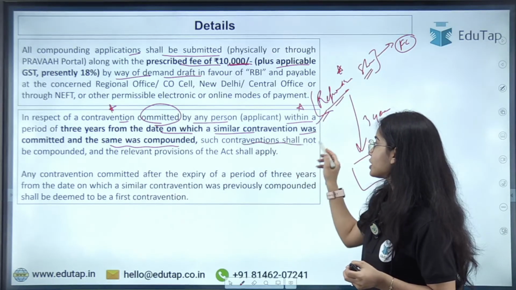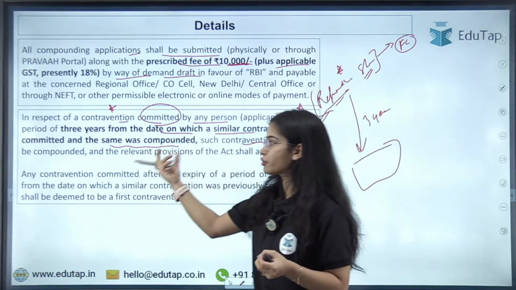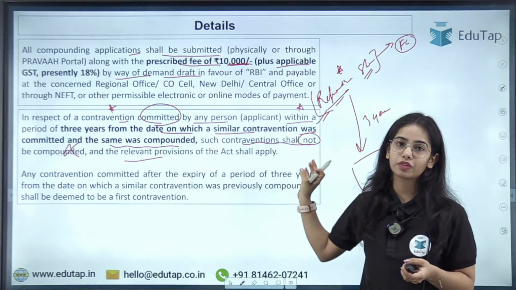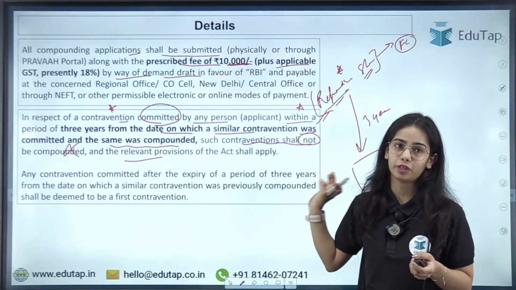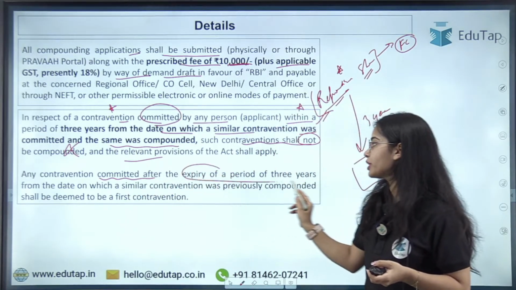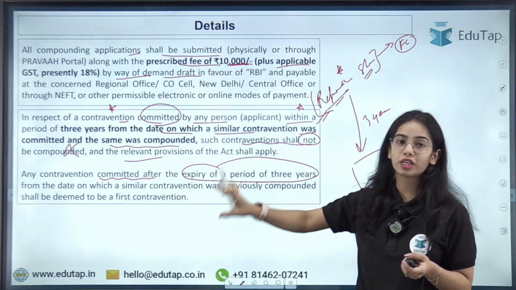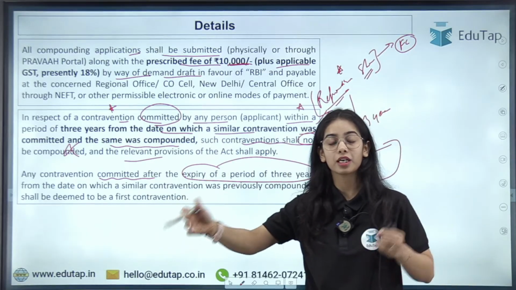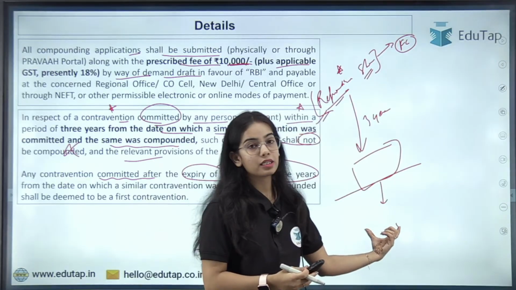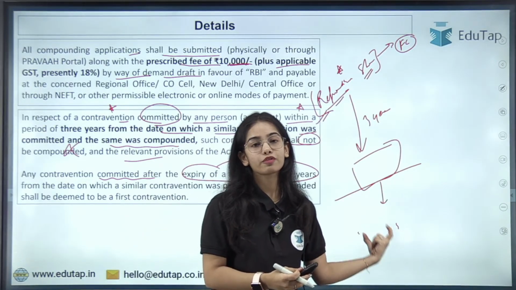So such a contravention, if it is happening within the period of 3 years, will not be compounded by the RBI, and the relevant provision of the act will be applied. Any contravention that is committed after the expiry of a period of 3 years, even if it is repeated, will be considered a first-time offense or the first contravention.